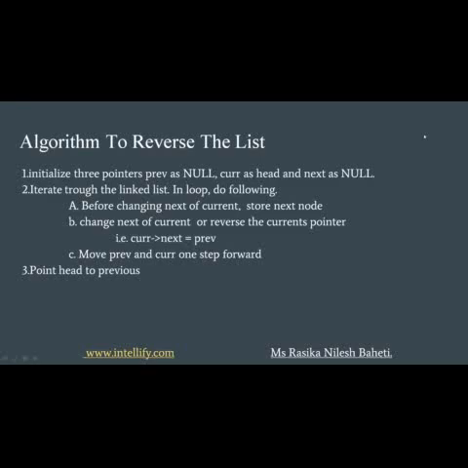While traveling we will do the following things: a, store the next node; b, change the next of current, or reverse the current's pointer, that is, cursor next equal to previous; c, move previous and cursor one step forward. Here in the loop we will exchange previous and next of each node, and when we come out of the loop, point head to previous. Now it's time to go with coding.